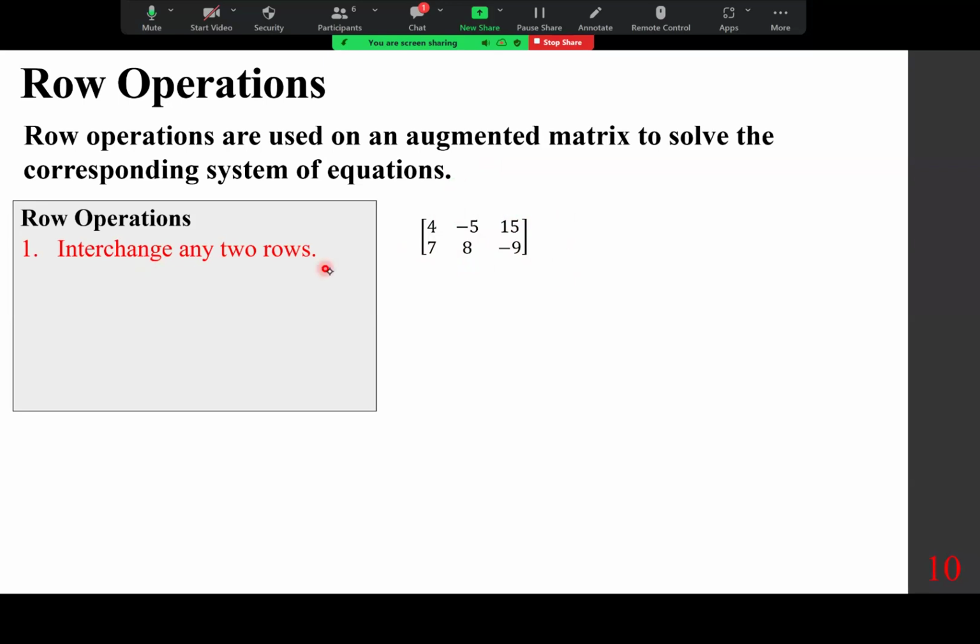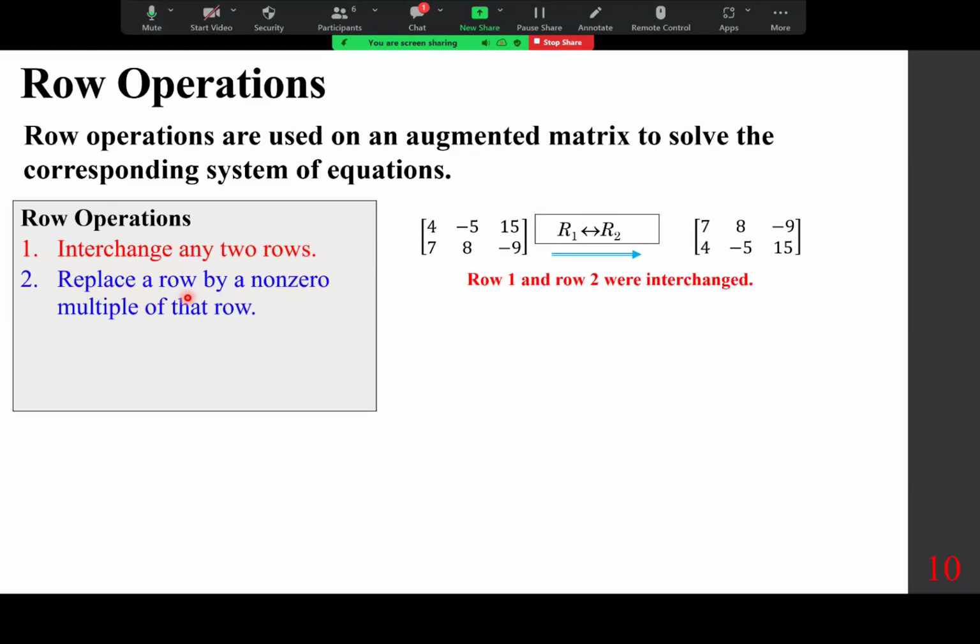If you interchange them, you're just saying equation 1 is now equation 2 and vice versa. So we're going to put this one in the first row, this one in the second row. The way we write it is R sub 1 is being interchanged with R sub 2. So the first row becomes the second row. Again, you can do that with row operations. I can't emphasize this enough: it's not column operations, it's row operations.